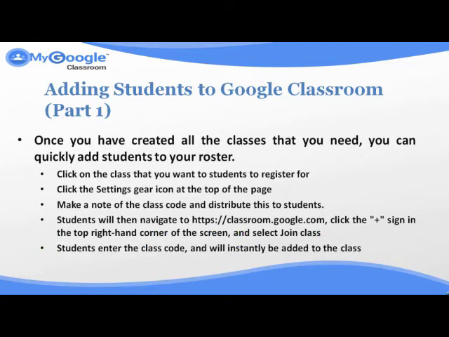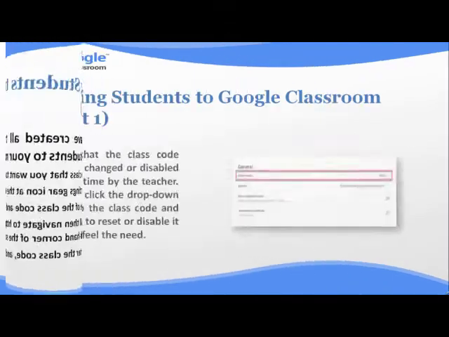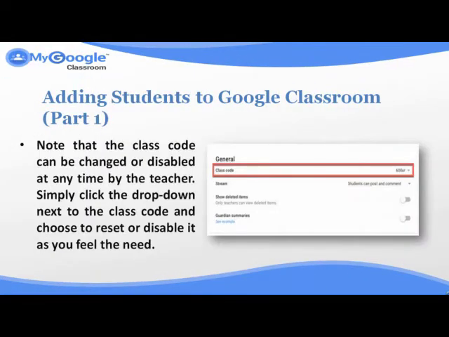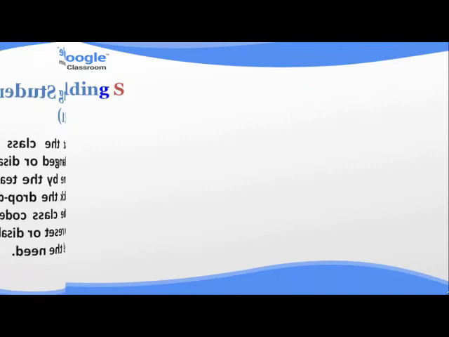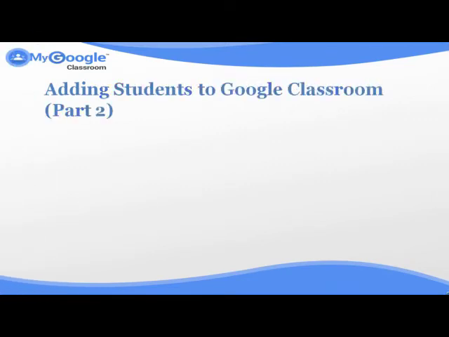Students will then navigate to the website classroom.google.com. Click the plus sign in the top right-hand corner of the screen and select Join Class. Students enter the class code and will instantly be added to the class. Note that the class code can be changed or disabled at any time by the teacher. Simply click the drop-down next to the class code and choose Reset or Disable as you feel the need. Adding students to Google Classroom, Part 2.